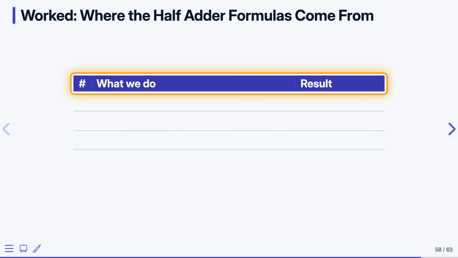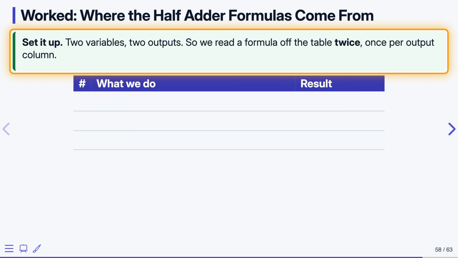Where do the half adder formulas come from? Straight off the table. Set it up: 2 variables and 2 output columns. So we do the reading job twice, once for each output.